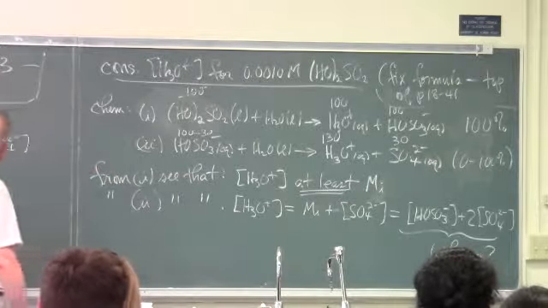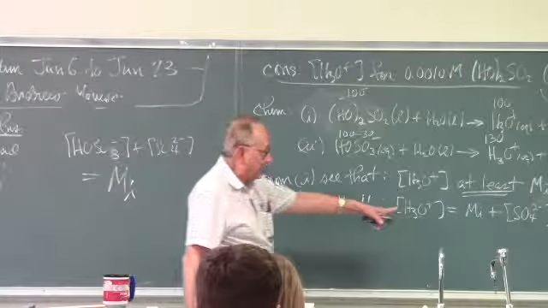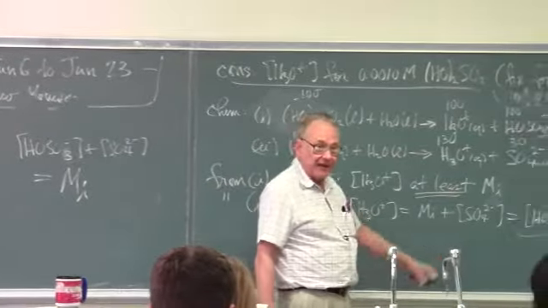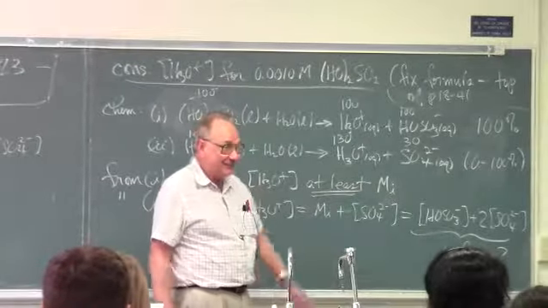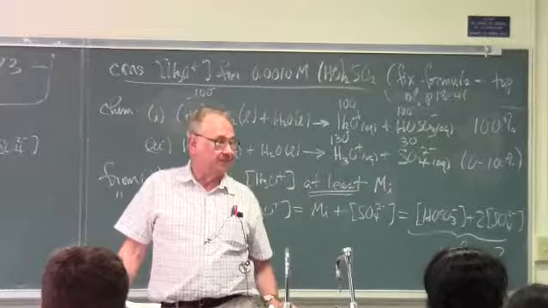Isn't m sub I equal to this plus this? Well, here's M sub I. So I'll write in hydrogen sulfate ion molarity plus sulfate ion molarity and add them up. That gives me that. Now I know the problem that a lot of you folks have.